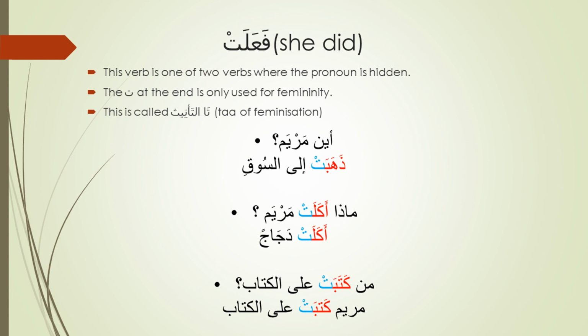So if I give you the verb akala, how do I say she ate? Because akala means he ate. Akalat. Madha akalat Maryam? What did Maryam eat? Akalat dajajan. She ate chicken.